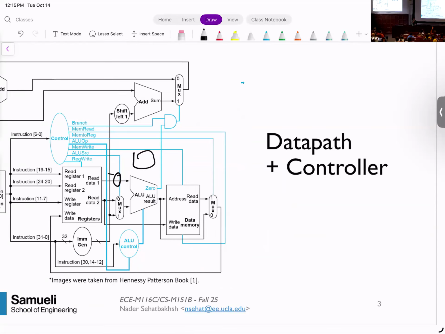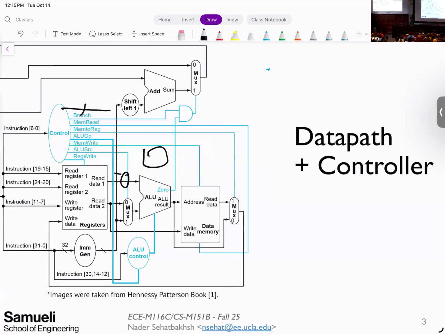Yes? Yes, the question is, are we allowed to add control signals? Absolutely. Question is, can you make that more than 1 bit? Yes, you can make that more. For example, ALU op in this case is 2 bits. Yes, for the multiplexer, you can also have 3 or 4 inputs. And in that case, make sure that the controller has multiple bits. Okay.